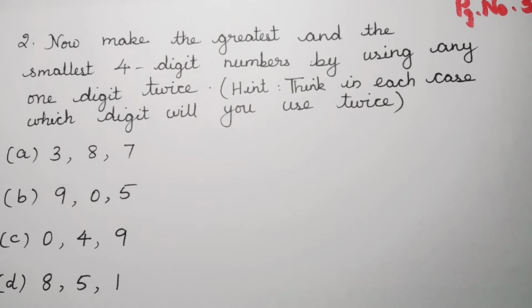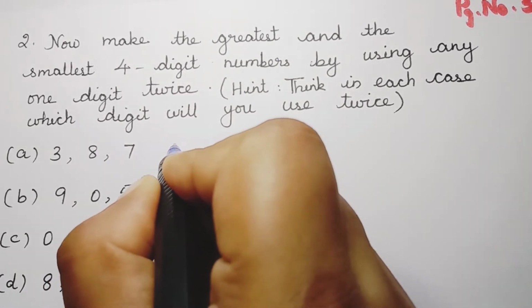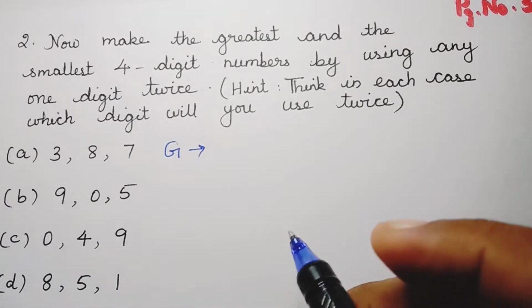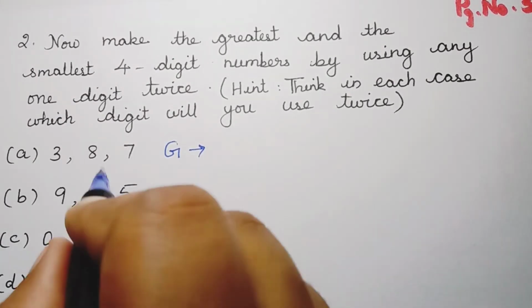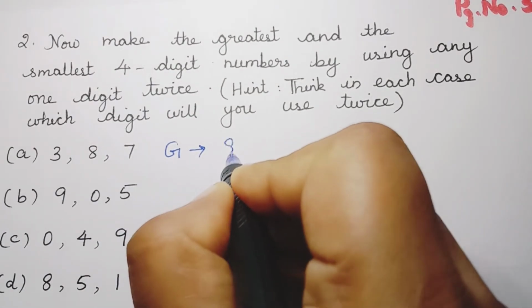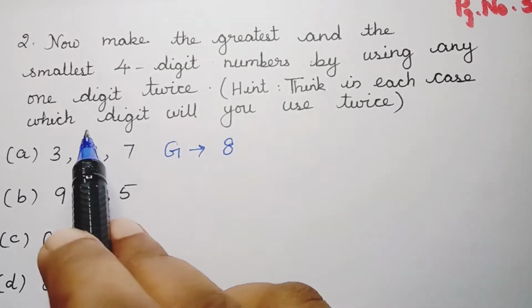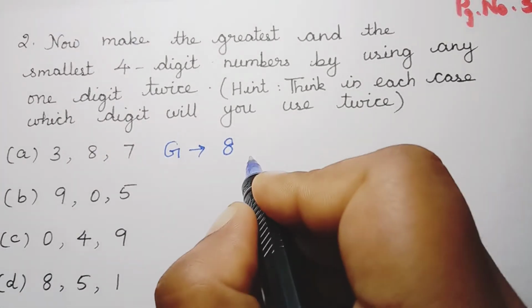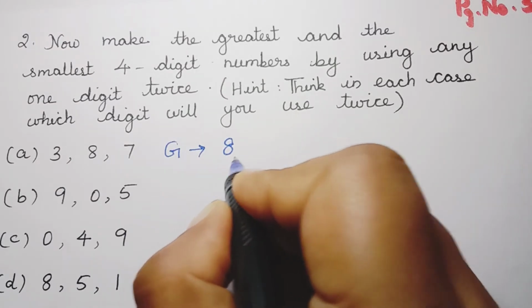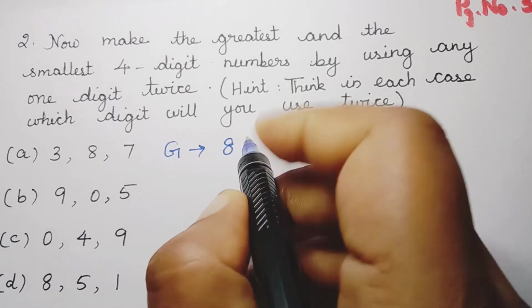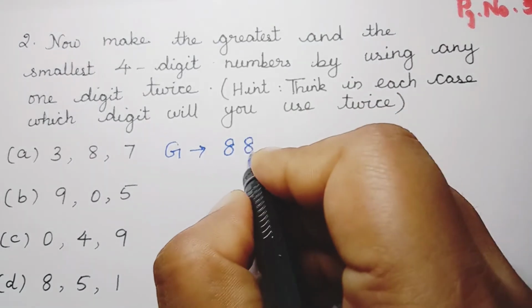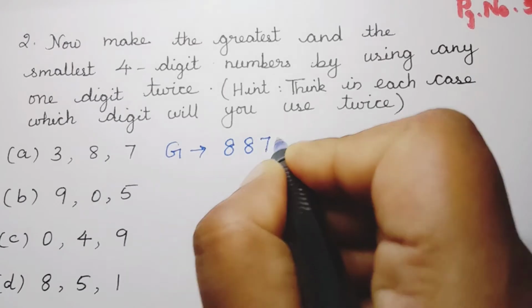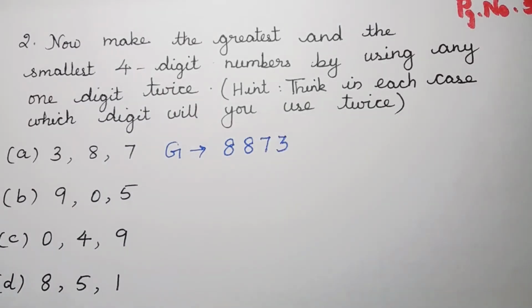But let's find the greatest number first. For the greatest number, you have to write it in the decreasing order. So what is the biggest number here? 8. Think in each case which digit you will use twice. Which digit will you use to find the biggest number? You have to use the first digit twice. So 8 8, then write the remaining numbers in the descending order. So it is 7 3. This is your greatest number.